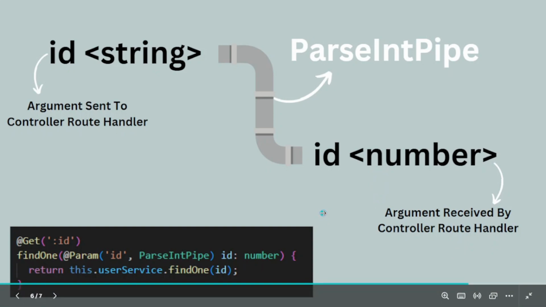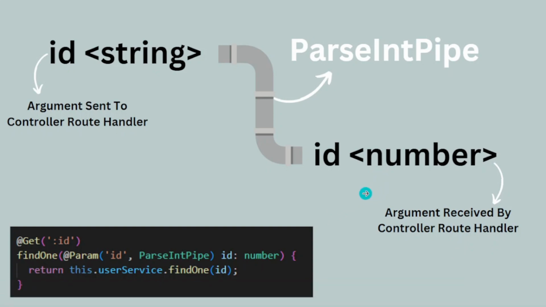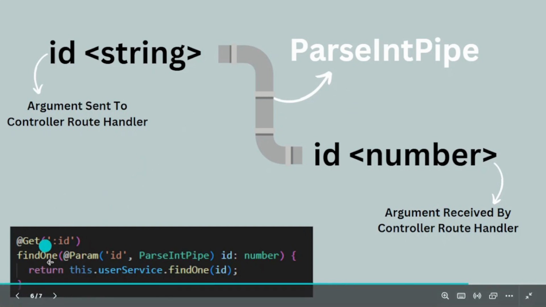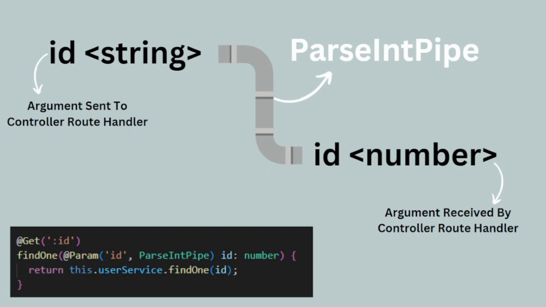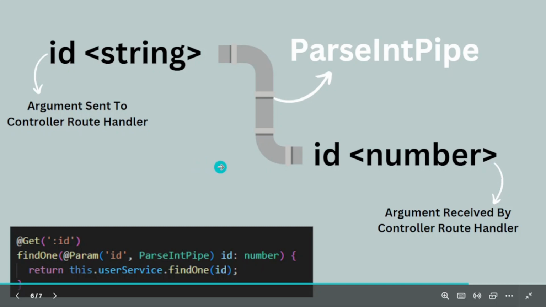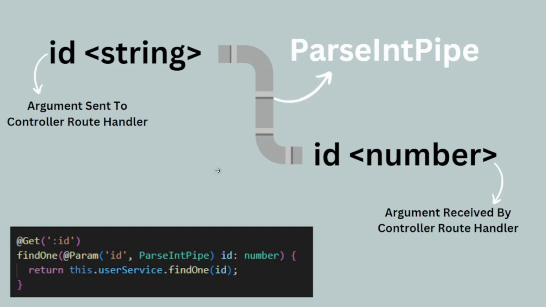So the route handler assumes that it received a number, but behind the scenes we used a pipe which converted a string to a number. This particular function which is executed assumes that the id is received as a number, so it doesn't even know that a user sent a string. It only knows that it received a number, which is done with the help of a pipe. So this is a very simple logic of how pipes work. It works exactly before the execution of a controller function. This is what you need to remember.